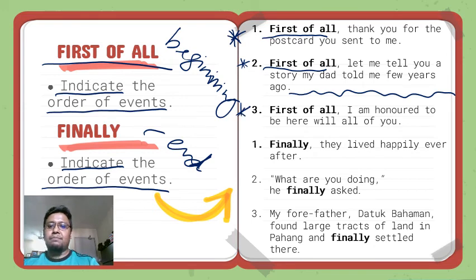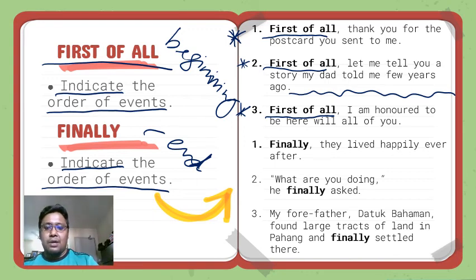Next one. First of all can usually be used in a speech or in a talk. When you are in front of an audience, in front of everybody, we can use first of all. First of all, I am honored to be here with all of you.